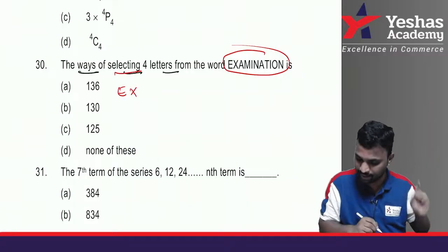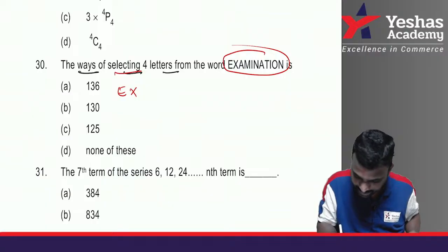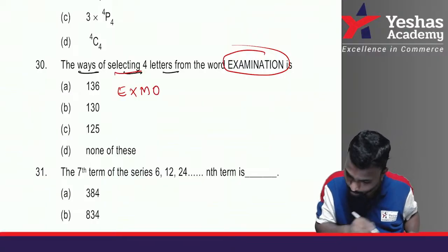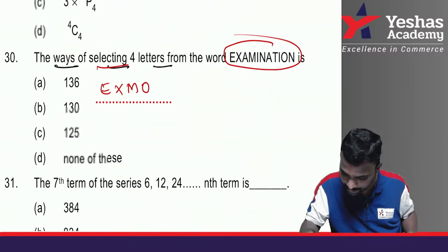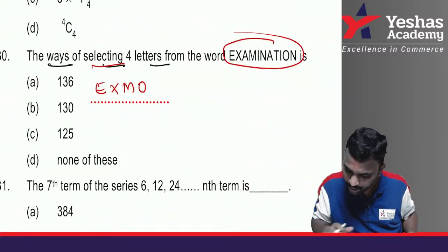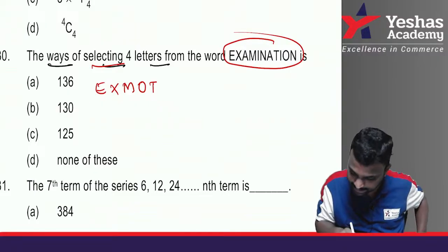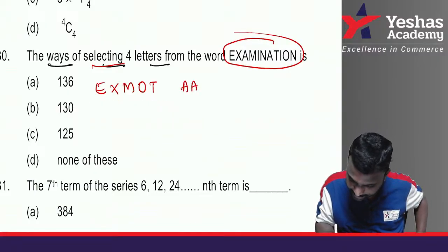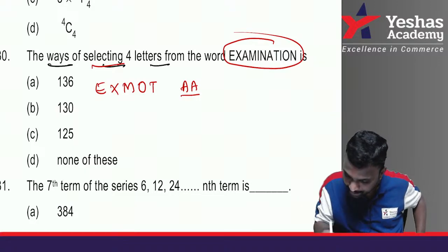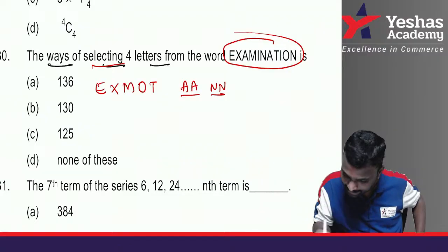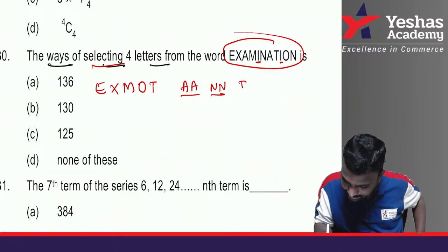X is also occurring once. Even M is occurring once. And what else? O is occurring once. And what else is occurring only once? T is also occurring once. Except these letters, you can see A is occurring twice. It's a repeated letter. Even N is occurring twice. It's a repeated letter. What else? Even I has occurred twice.